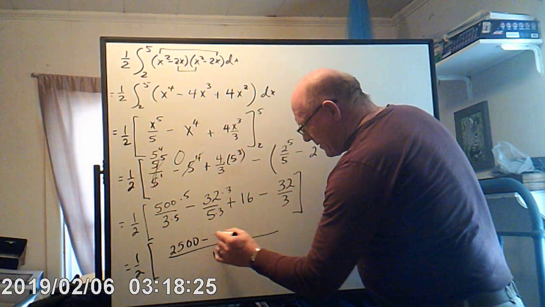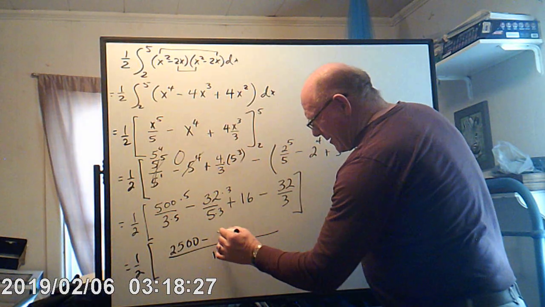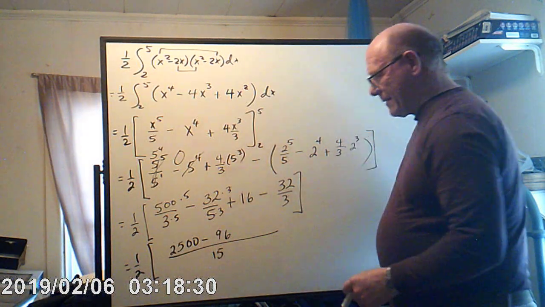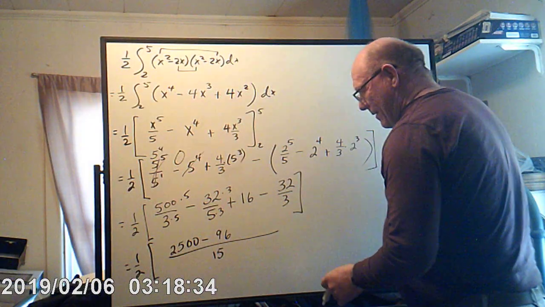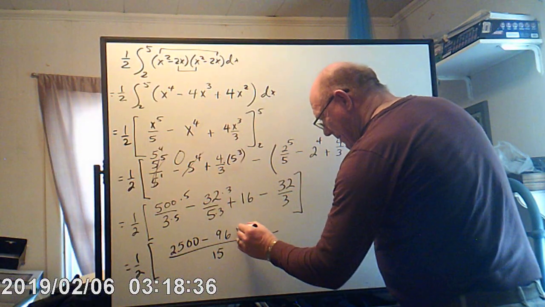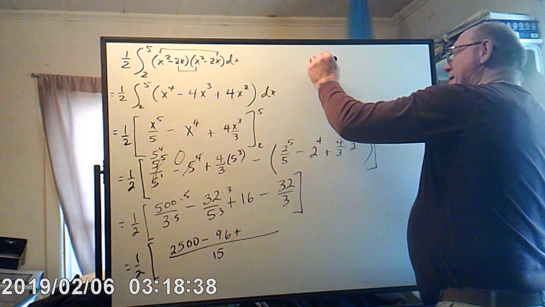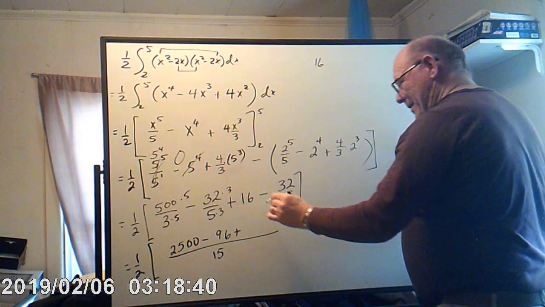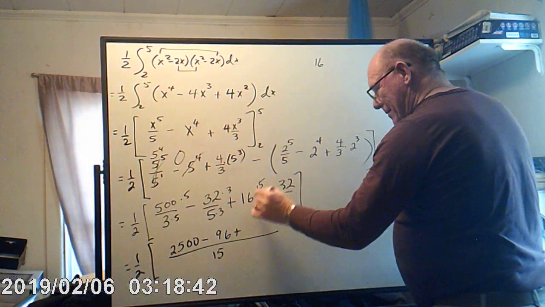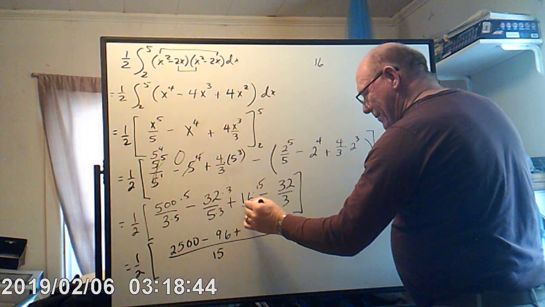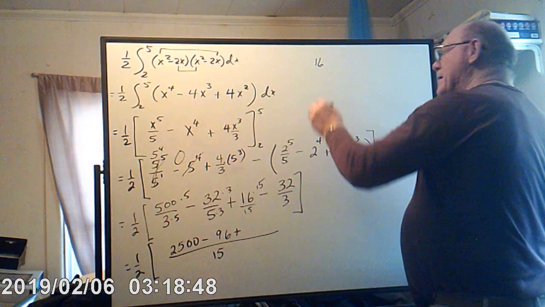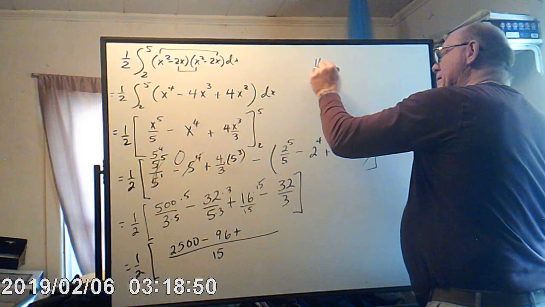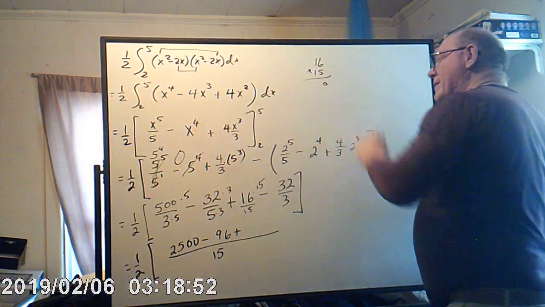3 times 2 is 6. 3 times 3 is 9. Okay, there's that, and that's over 15. Well, 16 times 15. We've got to multiply this by 15, and we're going to have 15 underneath here. Okay, so let's see. 16 times 15. 6 5s are 30.